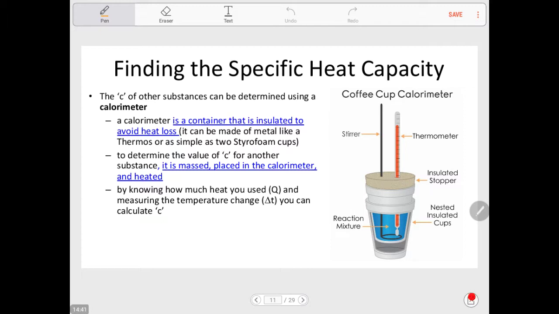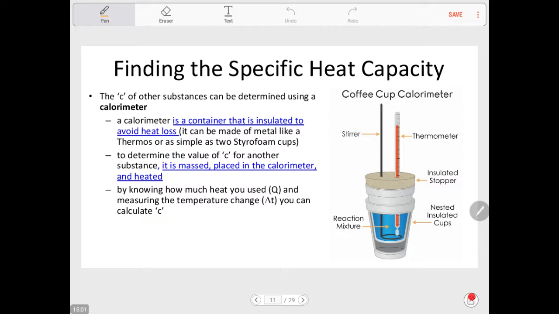Now, what are we talking about here? How do we measure this temperature change? Finding the specific heat capacity. The C of other substances can be determined using a calorimeter. A calorimeter is a container that is insulated to avoid heat loss.